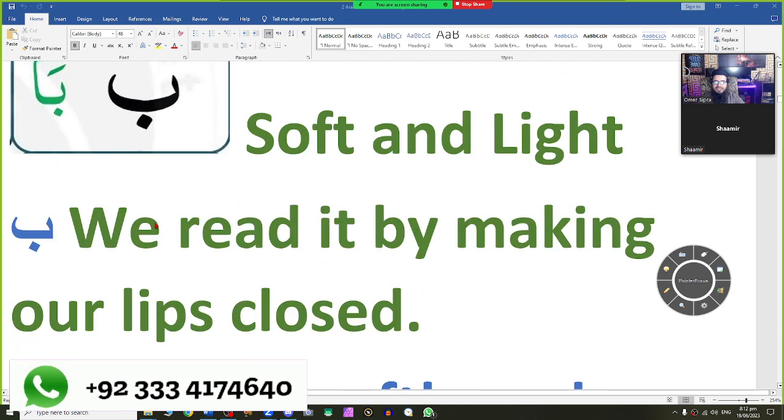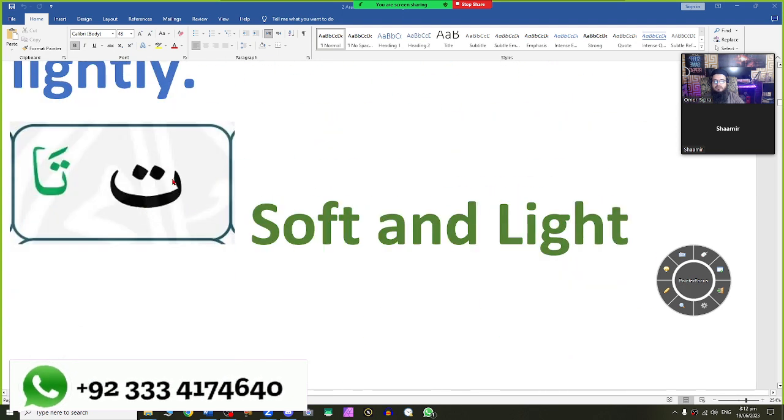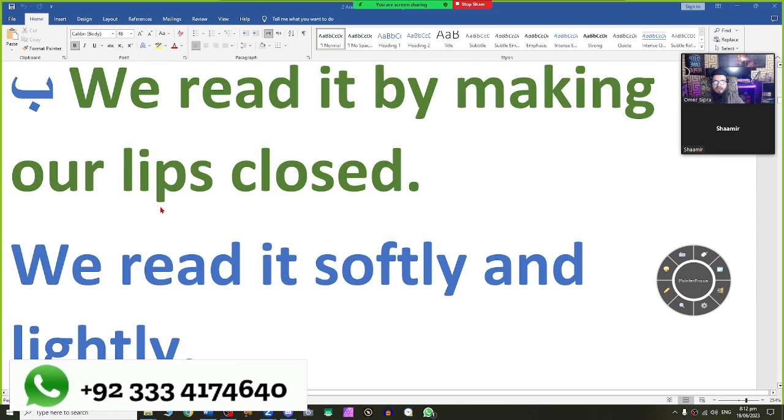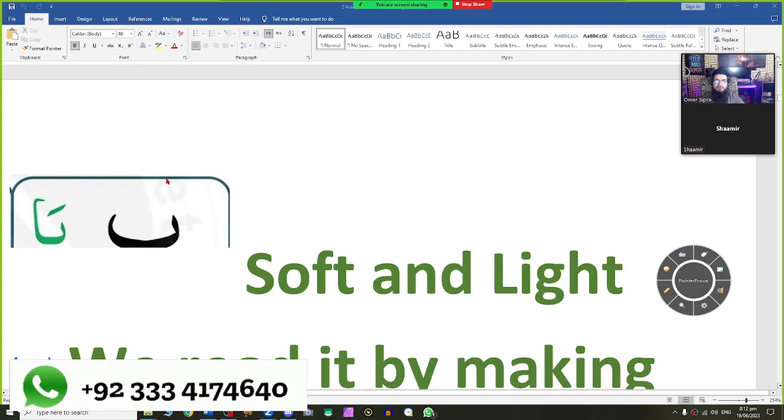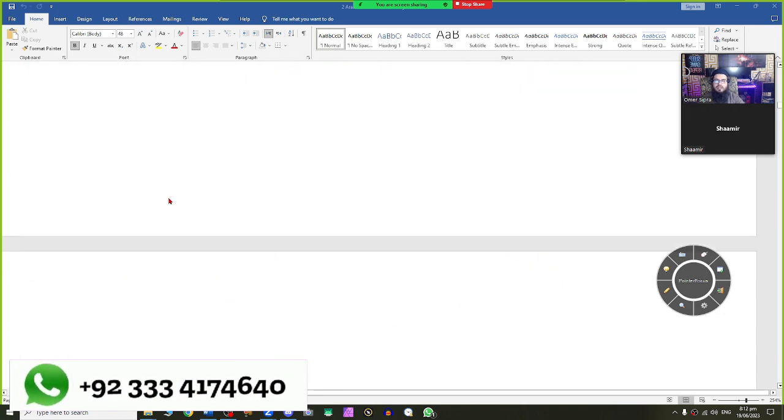Do you think that ba looks like a boat? What do you say? Yeah, it does. Okay, and there is one dot at the bottom. And ta also looks like a boat, but it has two dots at the top. So ba and ta are brothers. Are you getting my point? Yes. Because their shape is similar, that is why they are like brothers.